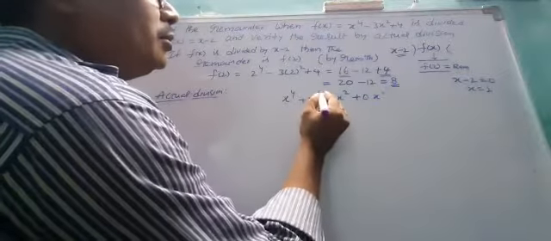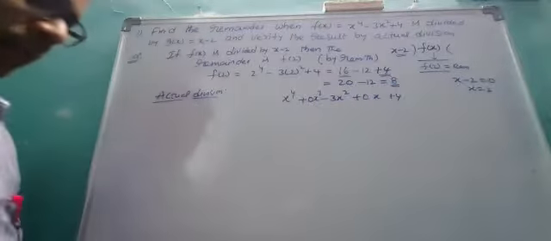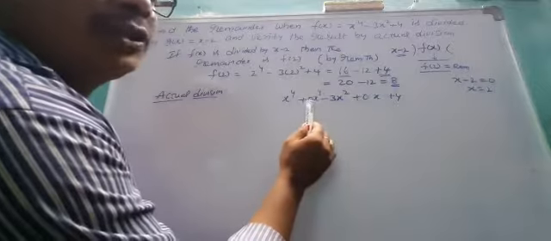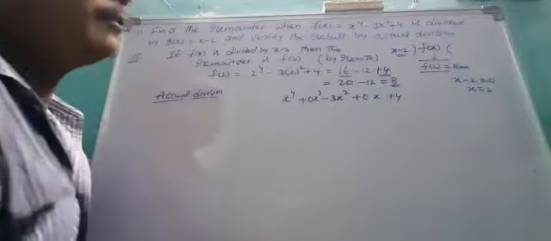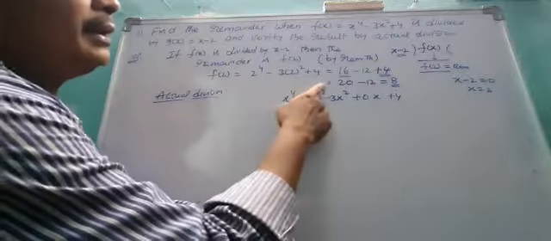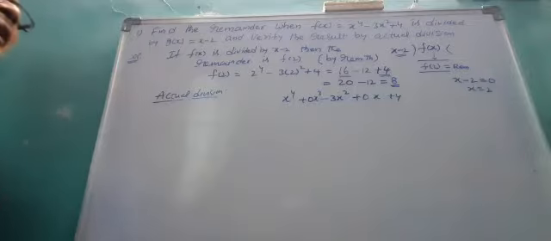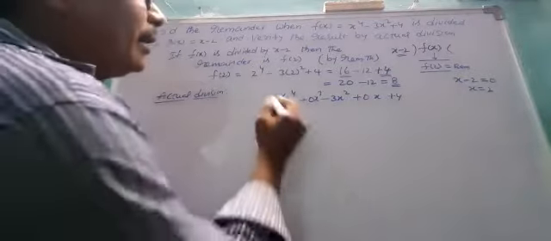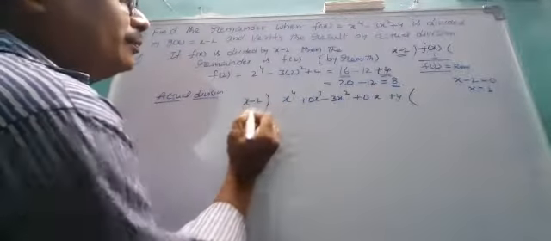This is 0x cube. Next, the last one is the constant. So if you don't have any terms in between, you simply take 0 into x cube, which means 0, and 0 into x means 0. Okay, so the degrees 4, 3, 2, 1 and 0 are arranged in descending order. Now you divide by x minus 2.